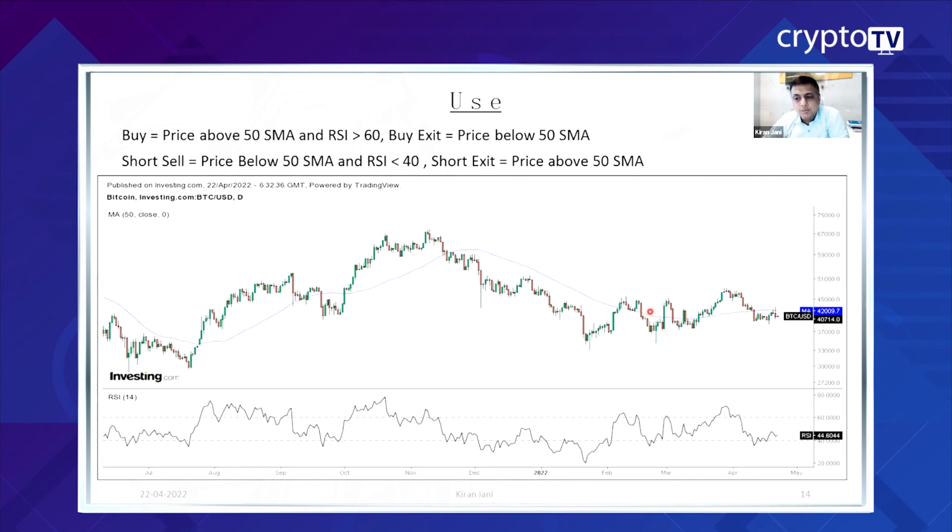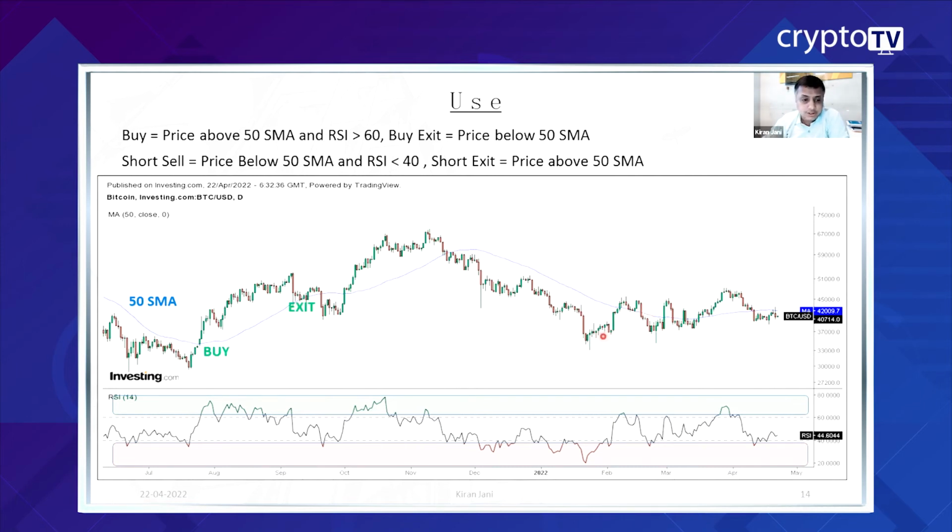So here on the chart, the blue line is your 50 days moving average, and at the bottom you can see the RSI also. So let's check. I have marked out the green zone, above 60, as your bullish zone, and the red mark, below 40, is your bearish zone.